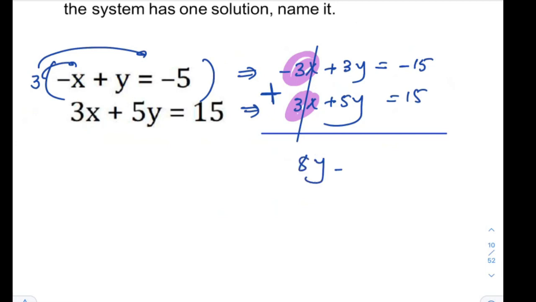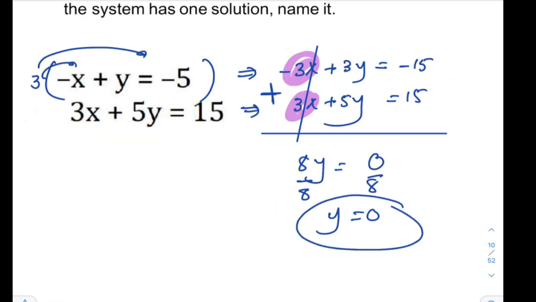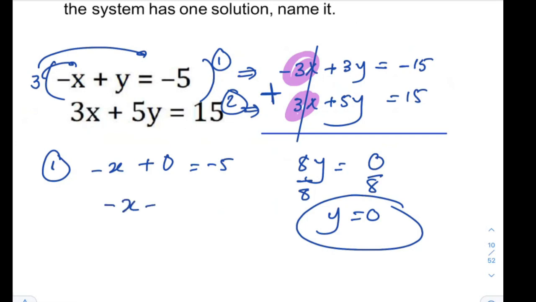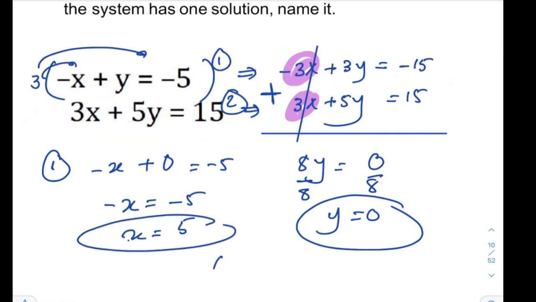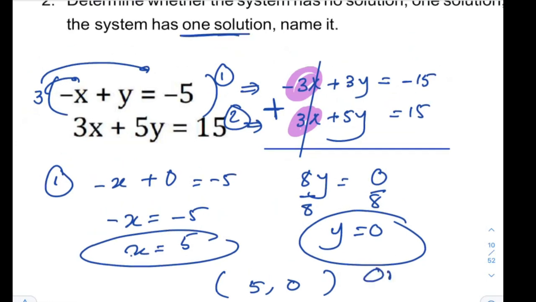And this will be 8y equals 0, and then y equals 0. As I told you just now, you need to replace. Choose any equation to replace. If you choose the first one, which is negative x plus y equals negative 5, then replace the y by the 0. So negative x is negative 5, and this means x equals 5 by dividing both sides by negative 1. That means the solution is 5 and 0. One solution. Yes, one solution.